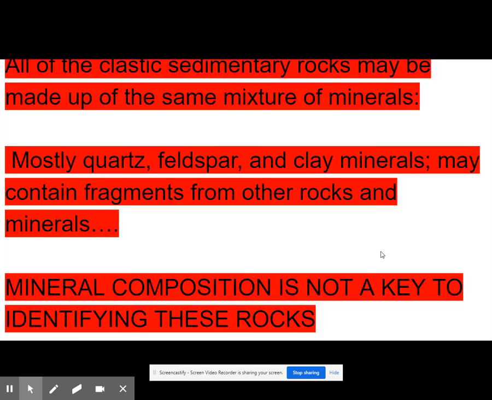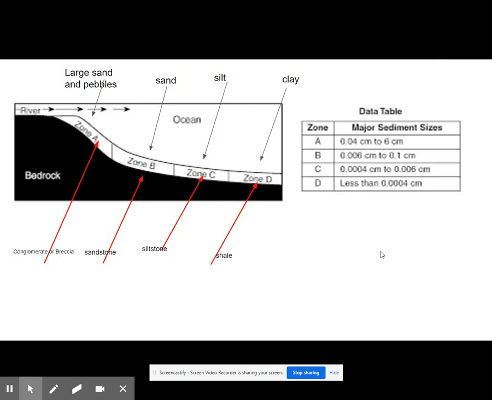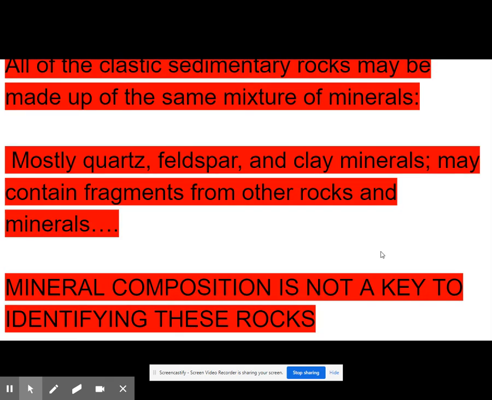Okay, so clastic rock. When we look at these rocks, all of the clastic sedimentary rocks may be made of the same mix of minerals. So the minerals that get deposited here could be the same mix all over here. Okay. But what are those minerals? Mostly quartz, feldspars, and clay minerals, and they may contain fragments from other rocks and minerals. But the mineral composition is not a key to identifying these rocks, since they all have the same mineral composition.